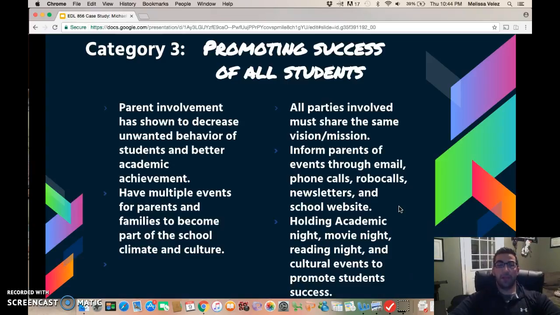And then tying the original all three together, holding academic night. Having parents come and speak to teachers. How's my son or daughter doing? Seeing their work on the wall. Seeing what we're doing in the school.